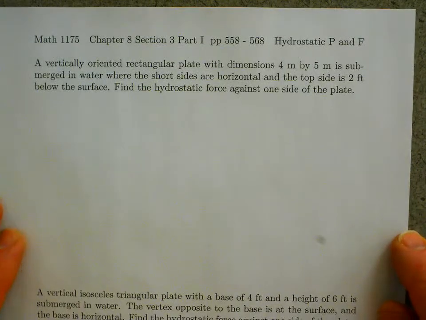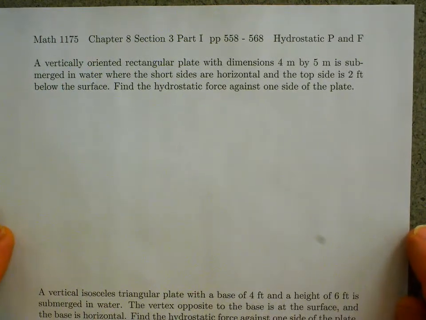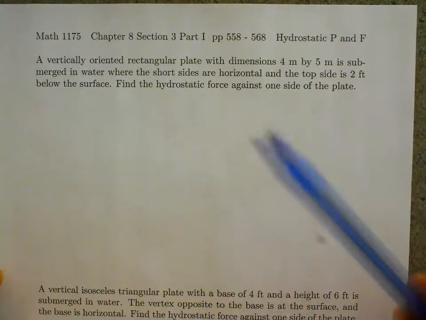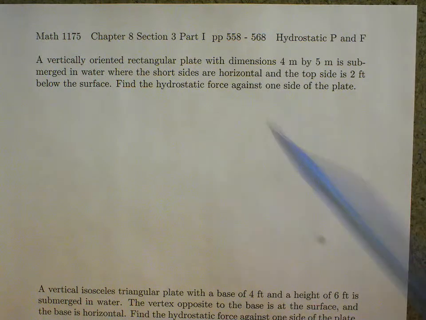Okay, so for this one, suppose a vertically oriented rectangular plate with dimensions 4 meters by 5 meters is submerged in water, where the short sides are horizontal and the top side is 2 feet below the surface. So find the hydrostatic force against one side of the plate.